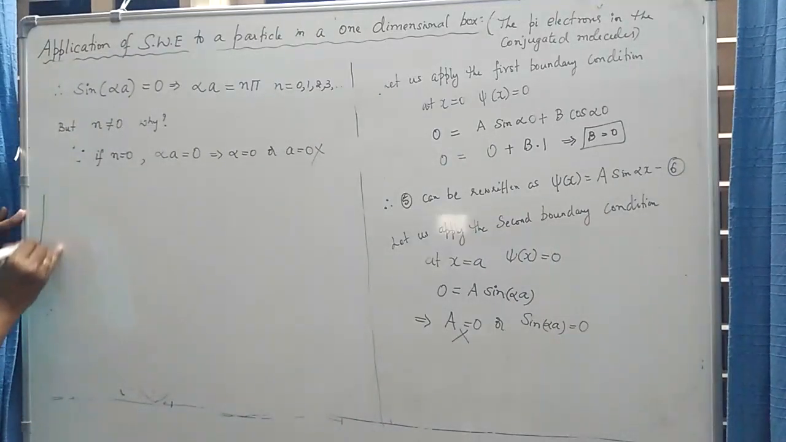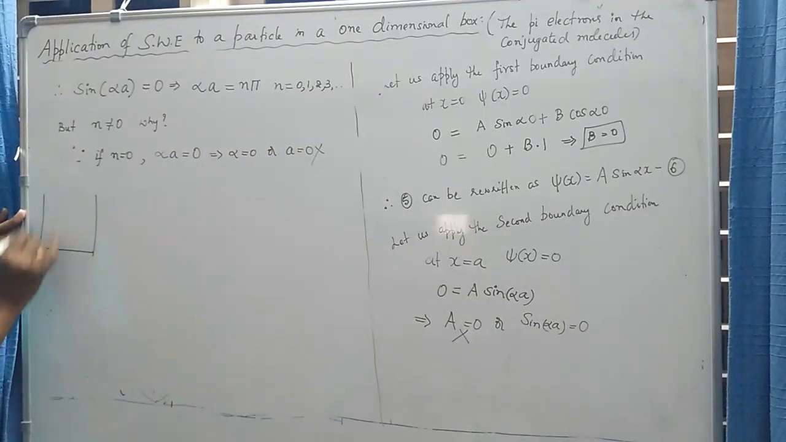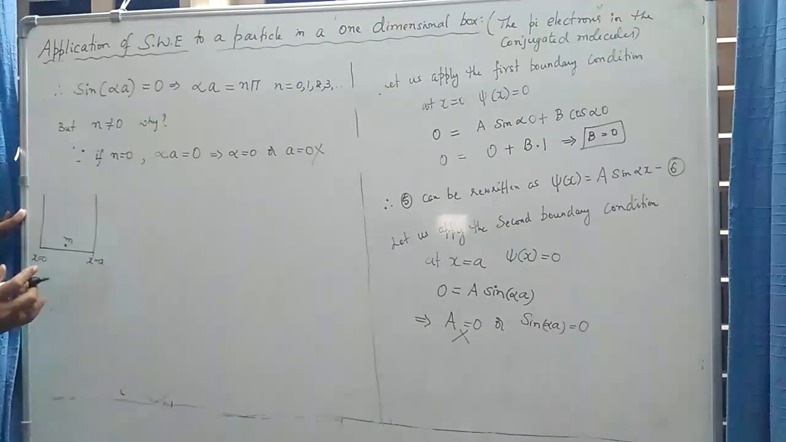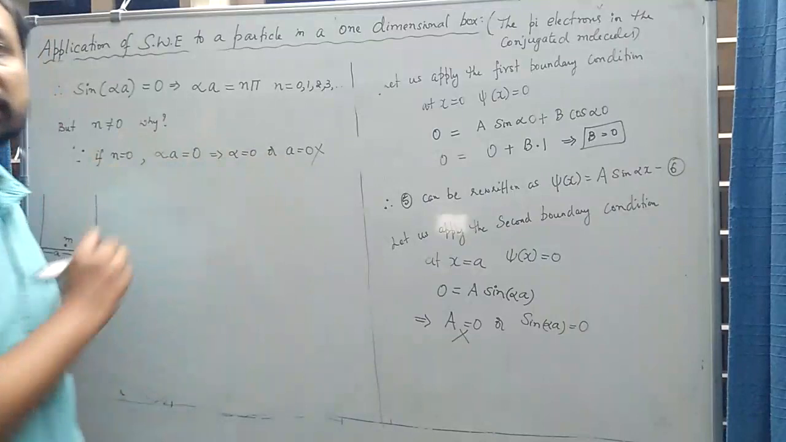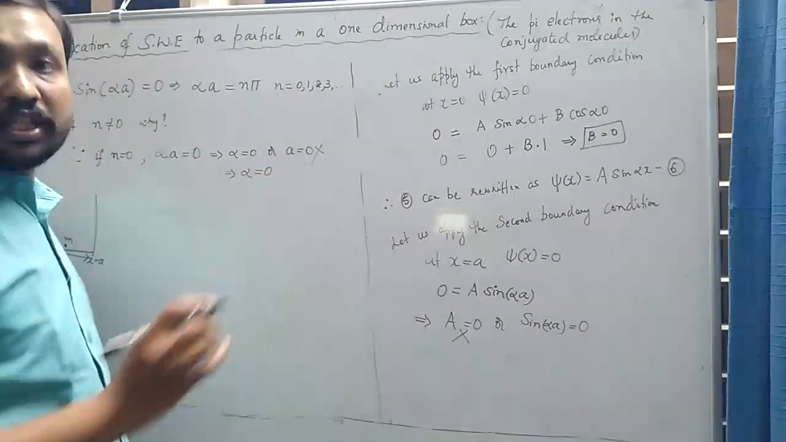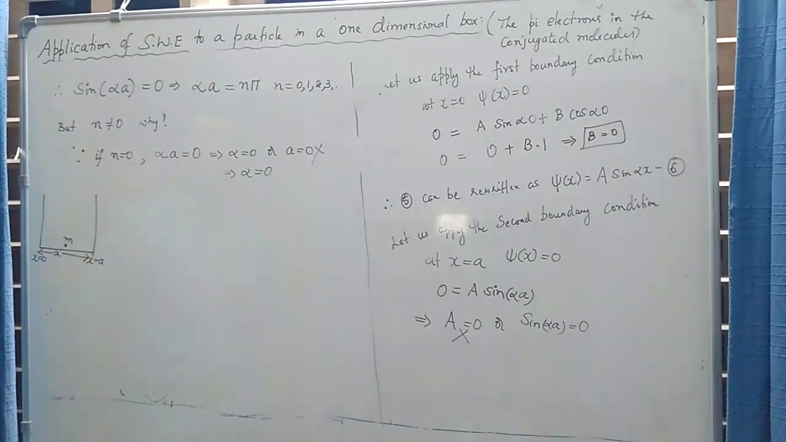Okay, if I take this again, this is the one dimensional box, x is equal to 0, x is equal to A, the particle is inside the box. So the length of this region, this is x is equal to 0, that is origin, this is the other limit, x is equal to A. So this length is nothing but A, that is the length of the box, that cannot be 0. So A is equal to 0 is not possible. So the only possibility is alpha should be equal to 0.